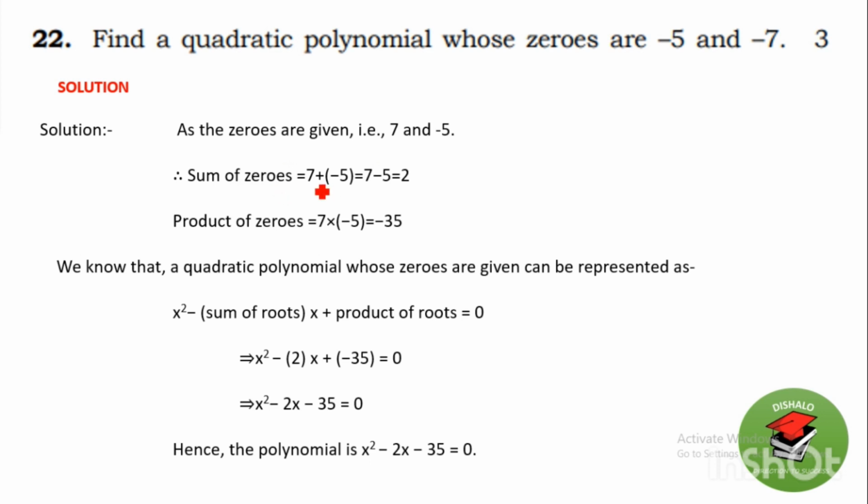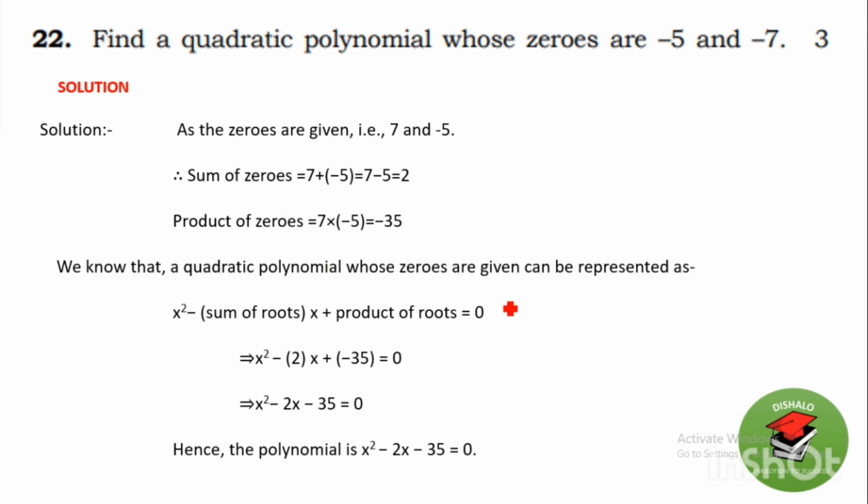So the sum of the zeros is alpha plus beta, and the product of the zeros is alpha into beta. Okay, so 7 plus minus 5, you get 7 minus 5 equals 2, and alpha into beta means 7 into minus 5. So plus into minus gives minus, and 7 fives are 35. The sum of the zeros is 2. The product of the zeros is minus 35.